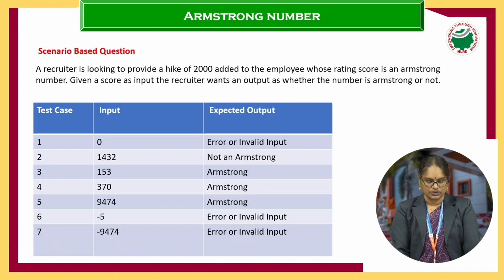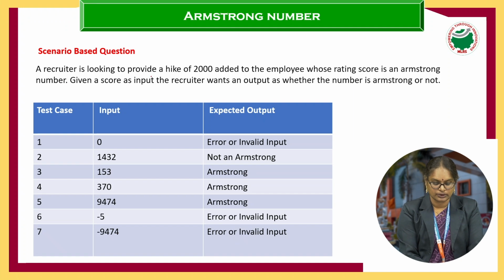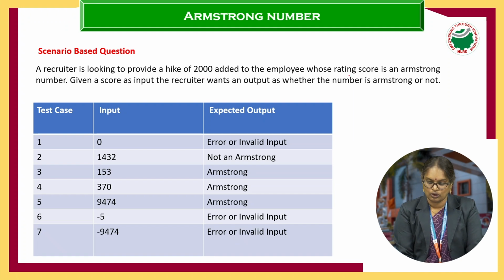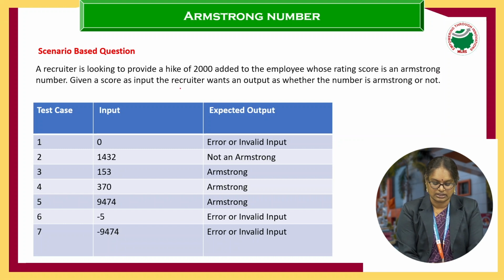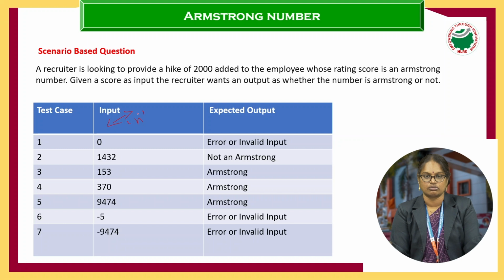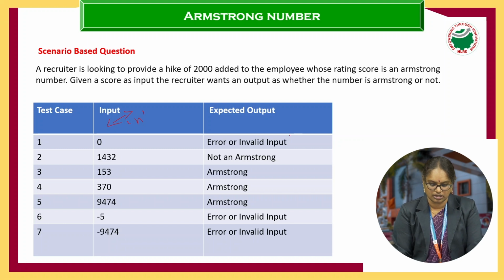Let's see the scenario based question. A recruiter is looking to provide a hike of 2000 to employees whose rating score is an Armstrong number. Given a score as an input, the recruiter wants the output whether it is an Armstrong or not. So this is the input value, that is the n value we will be giving from the keyboard or as an initialization, and they are expecting different outputs.